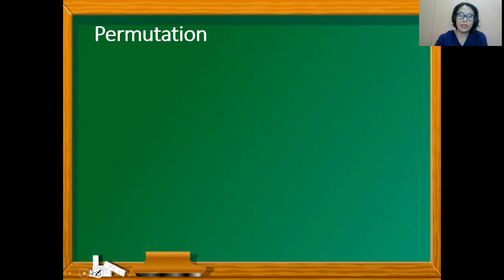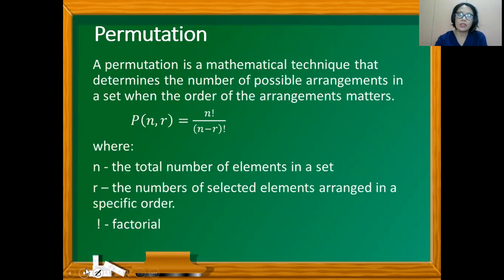So, as I was saying, I'll be discussing permutation. A permutation is a mathematical technique that determines the number of possible arrangements in a set when the order of arrangements matters. Basically, permutation is considered an ordered combination. Again, it's an arrangement of objects in a particular way or order.